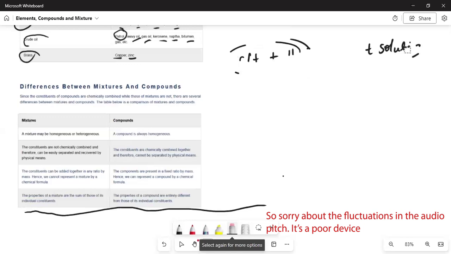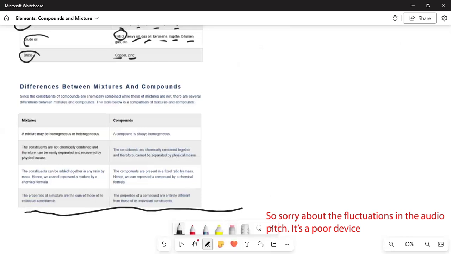And the last one, the properties of a mixture are the sum of the individual components. That is, the properties of the mixture that is obtained are not different from the individual components that form the mixture. That is what they are saying. While for a compound, the properties are entirely different from the individual constituents that form that compound. So that is the difference between compound and mixture.